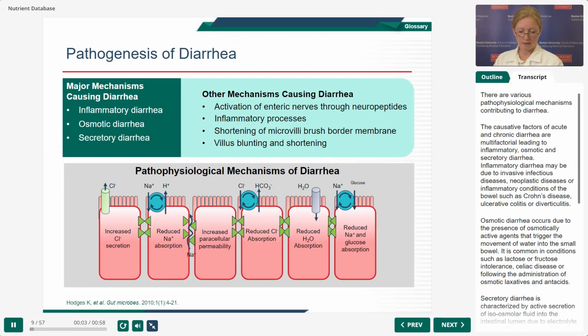Let's touch a little bit on the pathogenesis of diarrhea. As you know, there are 3 major mechanisms resulting in diarrhea: inflammatory diarrhea, osmotic diarrhea, and secretory diarrhea. Inflammatory diarrhea, for example, is due to infectious pathogens or neoplastic disease. Osmotic diarrhea is caused, for example, by the use of laxatives, which are stimulating agents that will trigger fluid losses through the gut. The third one, secretory diarrhea, might be due, for example, to alcoholism or bile acid malabsorption, which will cause an active secretion of fluids through the gut.